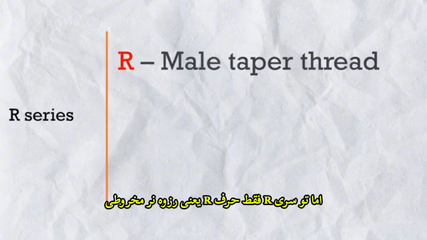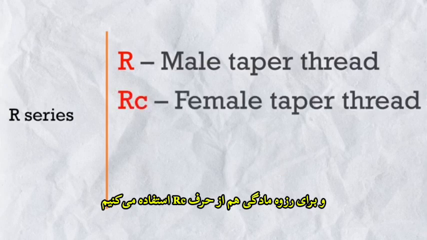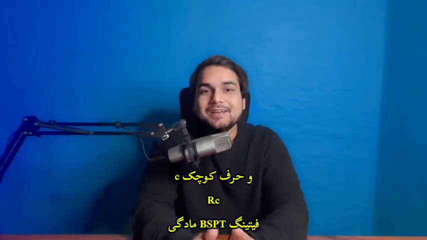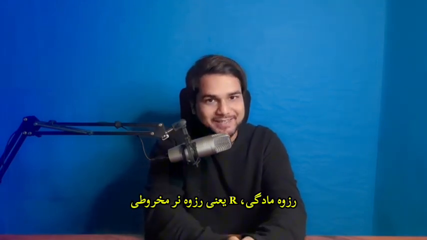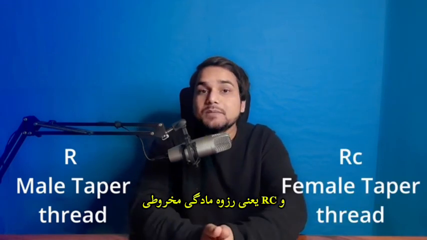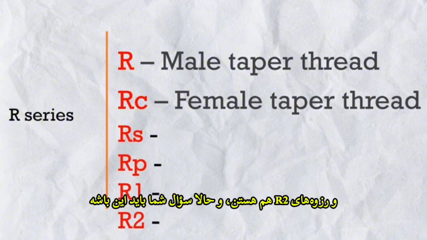But in R series, only R means male taper thread, and for the female thread we use RC, capital R and small c. So in R series you don't have to define whether it is a male thread or female thread. R means male taper thread and RC means female taper thread. And in R series there are also RP, RS, R1 and R2 threads.